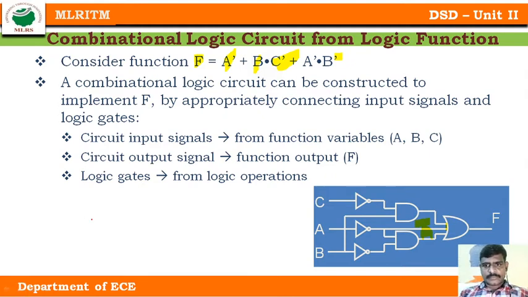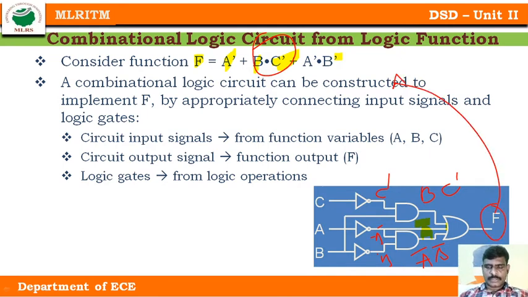Okay, next I'm getting C bar. C bar and B input here, so I can say that this is my B C bar. So this is one function, and another is A bar and B bar. So this is A bar and B bar. So the final output is this one, A bar plus B C bar plus A bar B bar, which is connected to one OR gate, a 3-input OR gate. So this is the particular logic function, and this is the input.